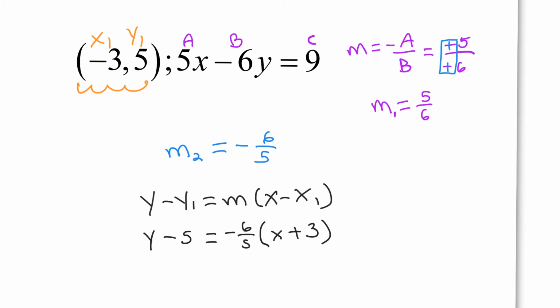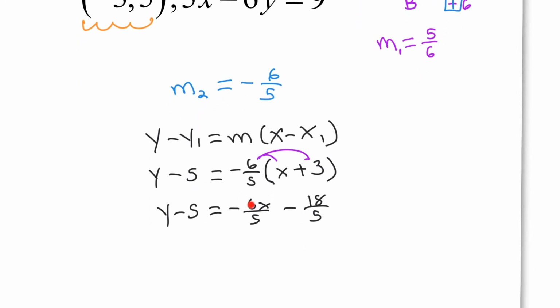All right, now I need to distribute. I need to get y by itself. That's going to be my slope intercept form. So I'm going to distribute. y minus 5 equals -6x/5. Remember, you multiply the top times the inside, and you keep the bottom, the denominator. And then we get -18/5. Once again, you multiply -6 times 3. That's -18. There's the negative. And keep the denominator. There's a problem, all right? Look, the fractions.